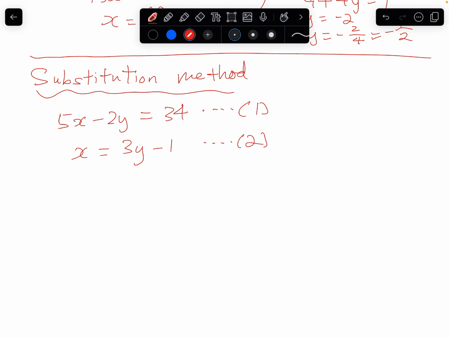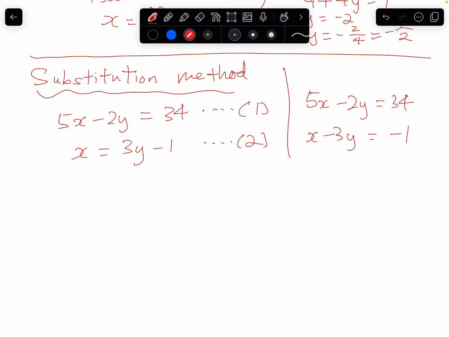Now, there is nothing wrong in doing the elimination method for this question as well, because you could essentially do that, and it will look something like this, which is 5x minus 2y equal to 34. You could have x minus 3y equal to negative 1. And we do the same thing again, which is to try to find a common term by using the same technique that I've just taught, and do this by elimination.